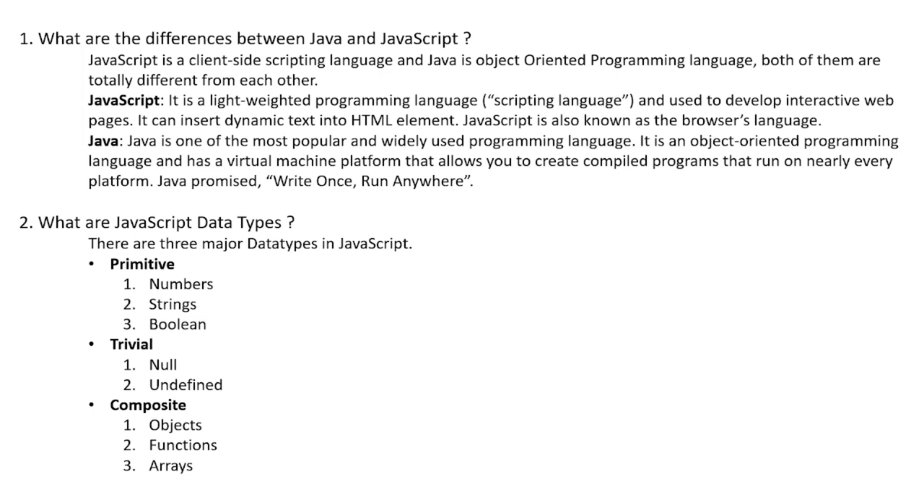Question 2. What are JavaScript data types? Answer. There are three major data types in JavaScript. 1. Primitive, it has the following data types: numbers, strings and Boolean. 2. Trivial, it has the following data types: null and undefined. 3. Composite, it has the following data types: objects, functions and arrays.